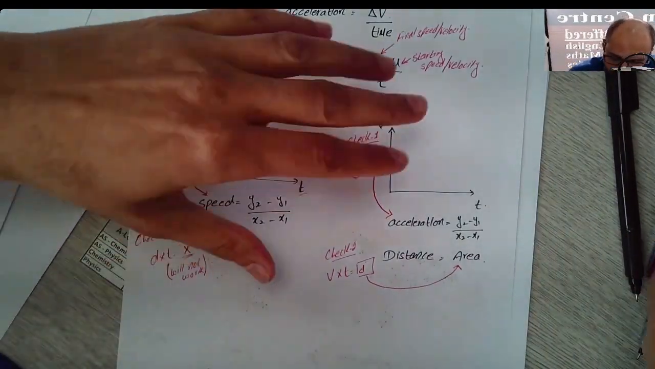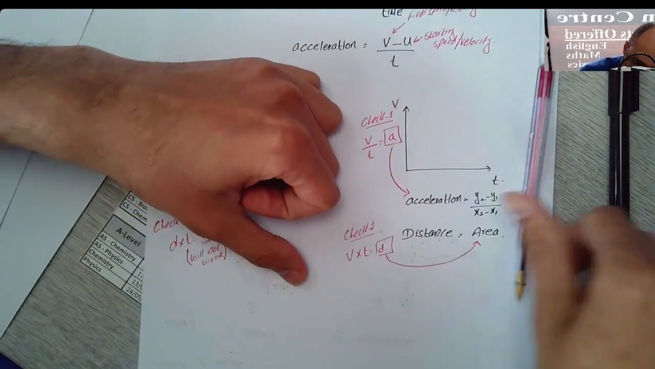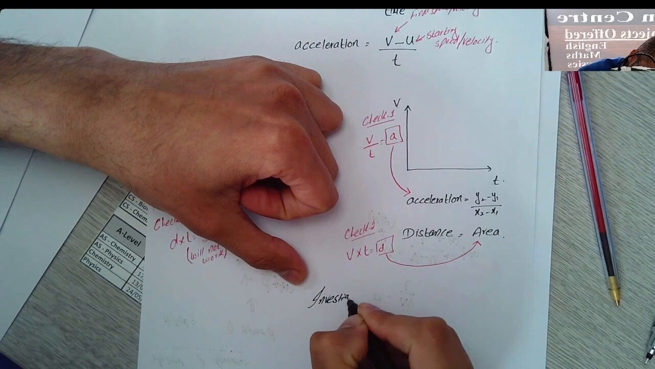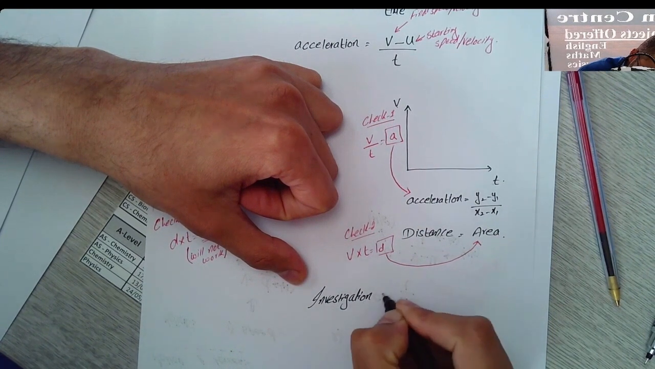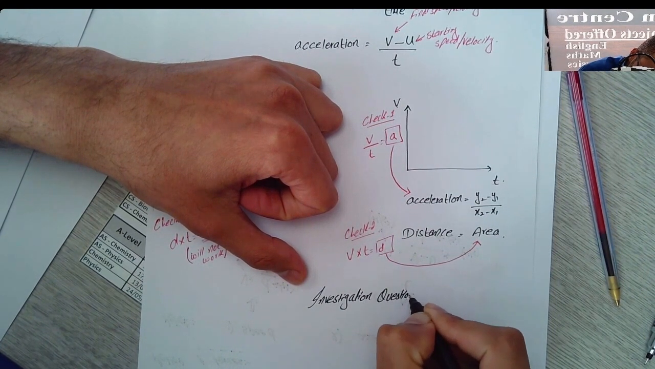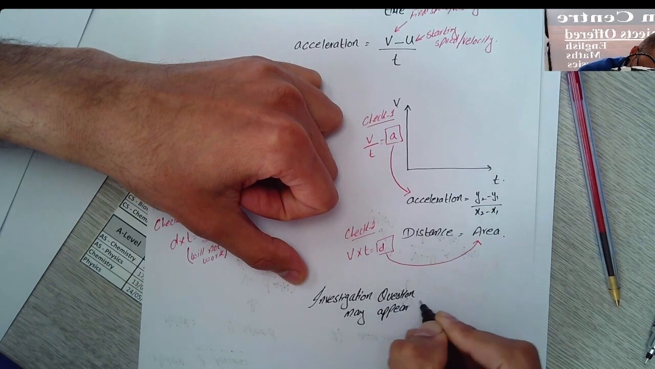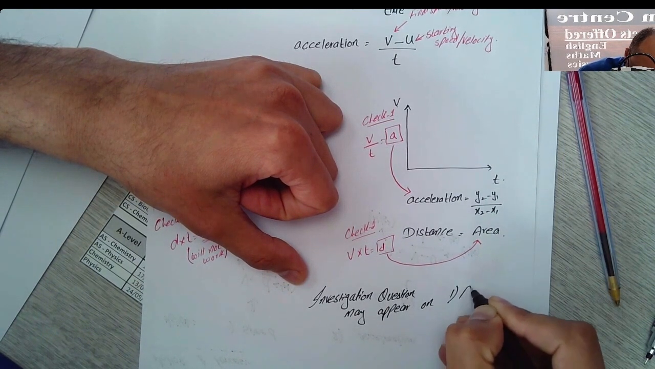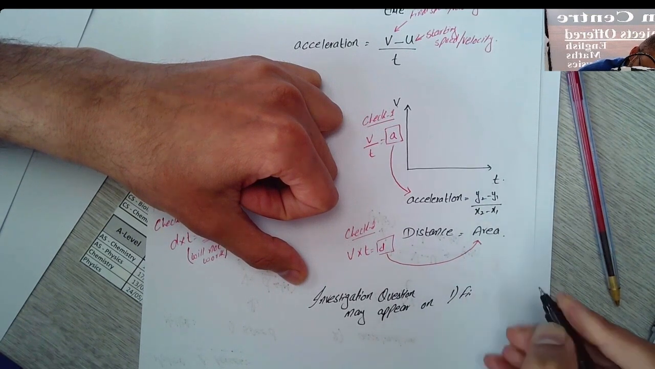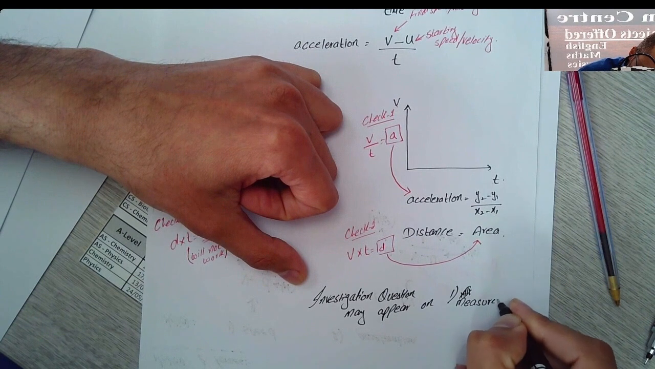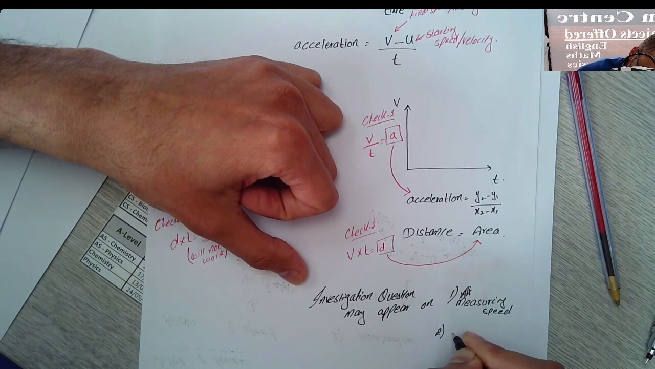Sometimes, there could be an investigation question, right? So the question may appear on number 1. I can say rather than finding, we should say measuring speed. And the second bit I can say is measuring acceleration.